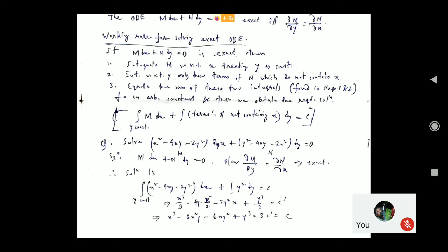Del m del y is minus 4x minus 4y, and del n del x is also minus 4x minus 4y. We are performing partial derivatives. So del m del y means we are differentiating this expression with respect to y.